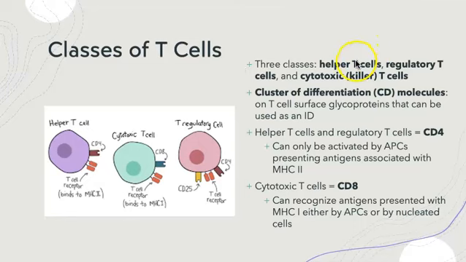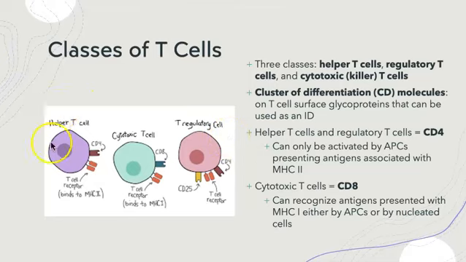We've got our helper T cells that I've mentioned, regulatory T cells, and our cytotoxic or killer T cells. And these are identified really by those CD molecules. CD stands for cluster of differentiation, and they are just surface glycoproteins. Like I said, they're kind of an ID. So you could see that our CD4 cells are on our helper T cells, CD8 is on our cytotoxic T cells, and CD4 and CD25 are found on our T regulatory cells.